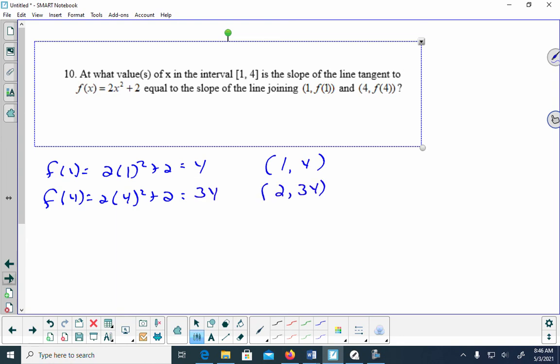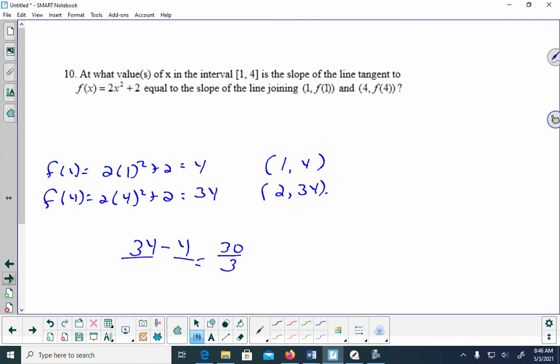So for the slope that's joining these 2 points, I'm going to do the difference of my y's over the difference of my x's. And I'm going to get 30 over... Oopsie, this should be a 4. My bad. Yep, this is (4, 34). And so this will be 4 minus 1, and that'll be 3. So the slope of the secant line that's joining these 2 points is 10. Okay, so we're good with that.